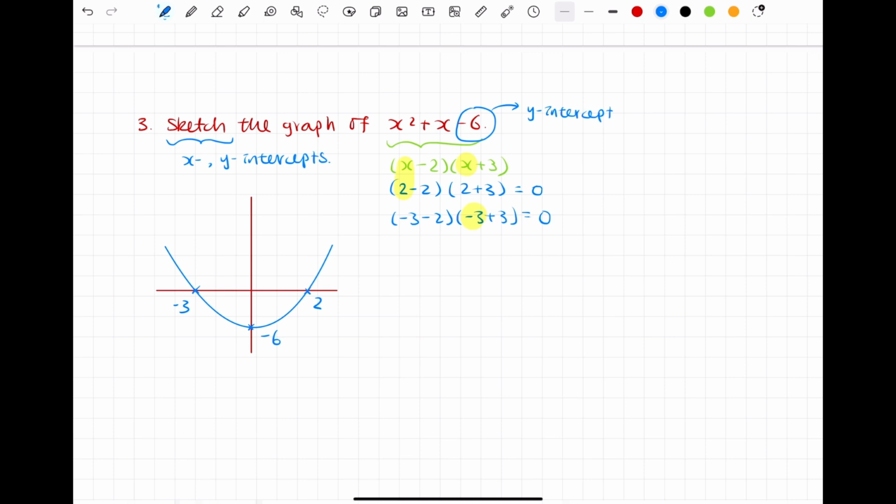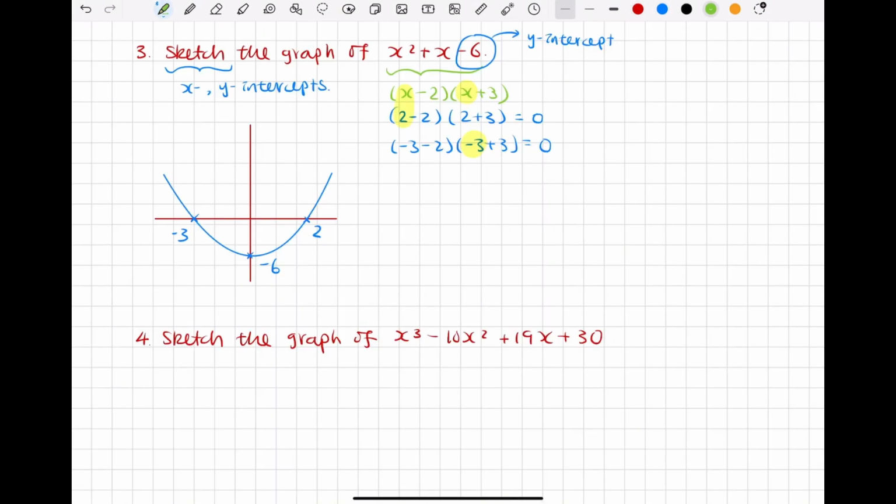Okay, so in this question, we wanted to sketch the graph of this cubic equation. So these three numbers multiplied together should give us 30. And if we can find these three numbers, we'll be able to find its x-intercepts.